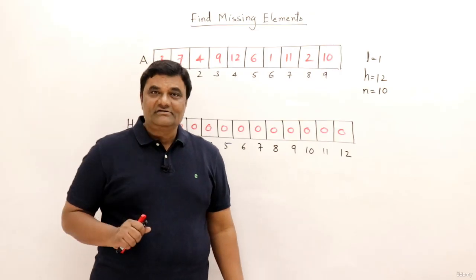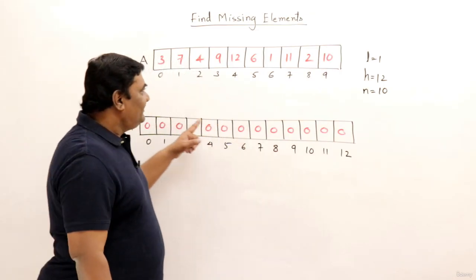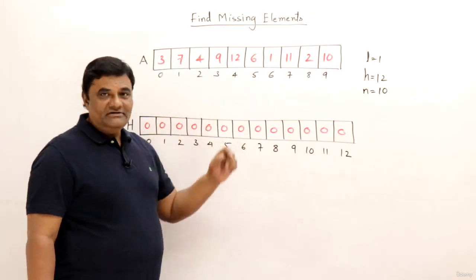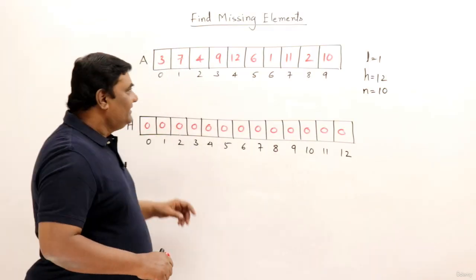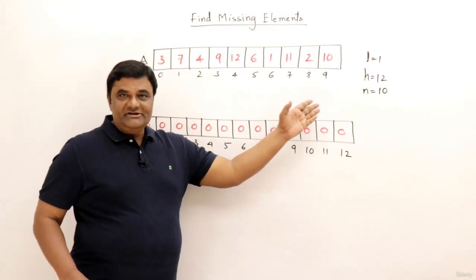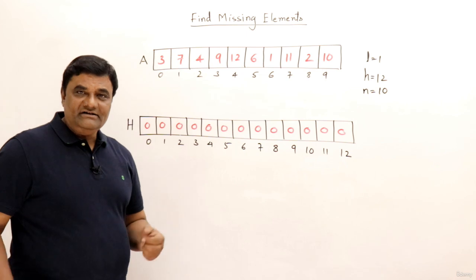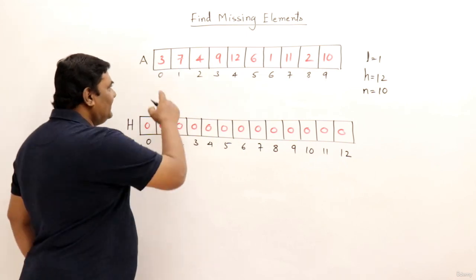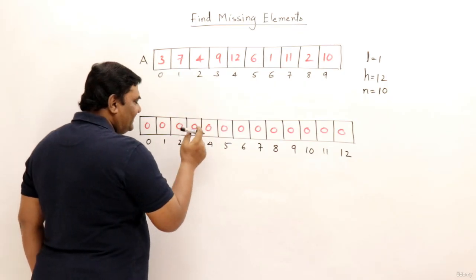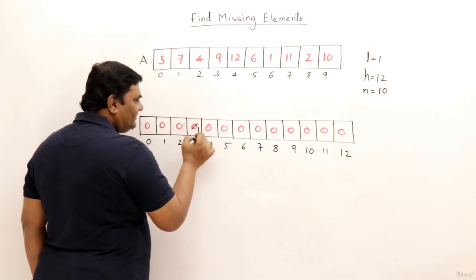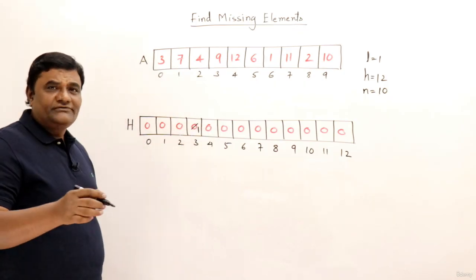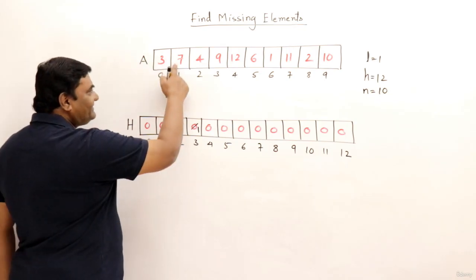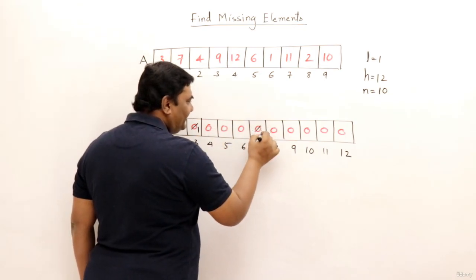I'll show you the procedure. See, scan through this single dimension array, taking one element at a time. What to do for each element? First element is 3. Go to index 3 and increment it. Make it as 1. So it was 0, just make it as 1. Then next 7. Go to index 7 and make it as 1.